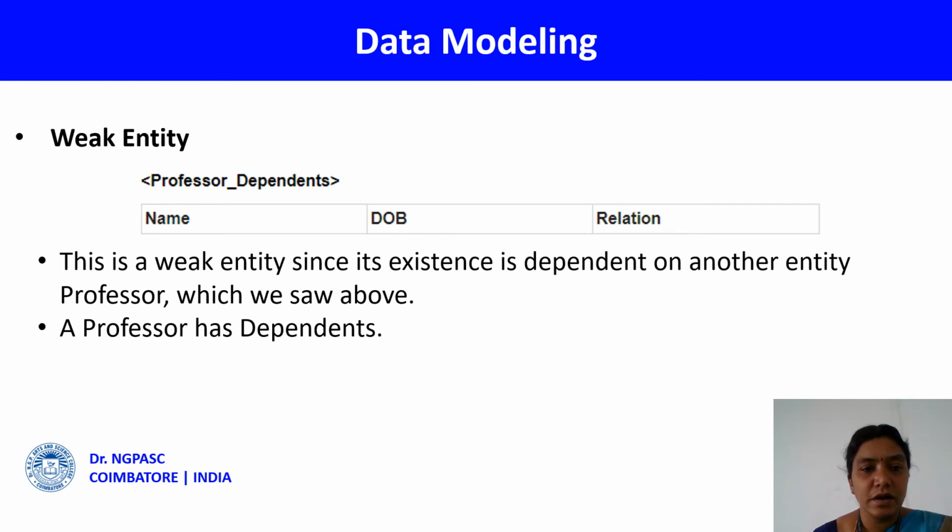So here along with the professor, I am having another entity called professor dependent where I don't have any primary key columns. So simply I am having the name, date of birth and the relation. So here this professor dependent entity depends on the strong entity professor. So this is a weak entity because it is dependent on another entity called professor, which we have discussed in the previous slides. So any professor will have some dependent information. Say for example, if you are having professor information, obviously we'll be recording the name, date of birth and relation of that professor.